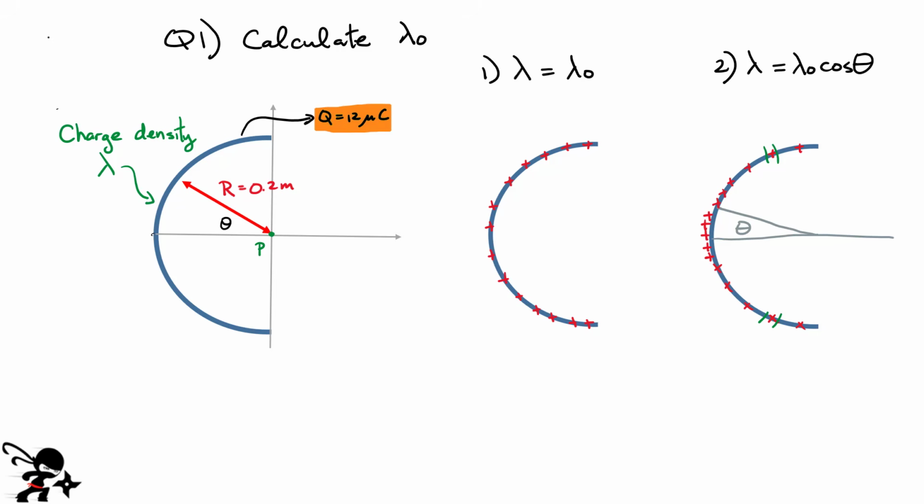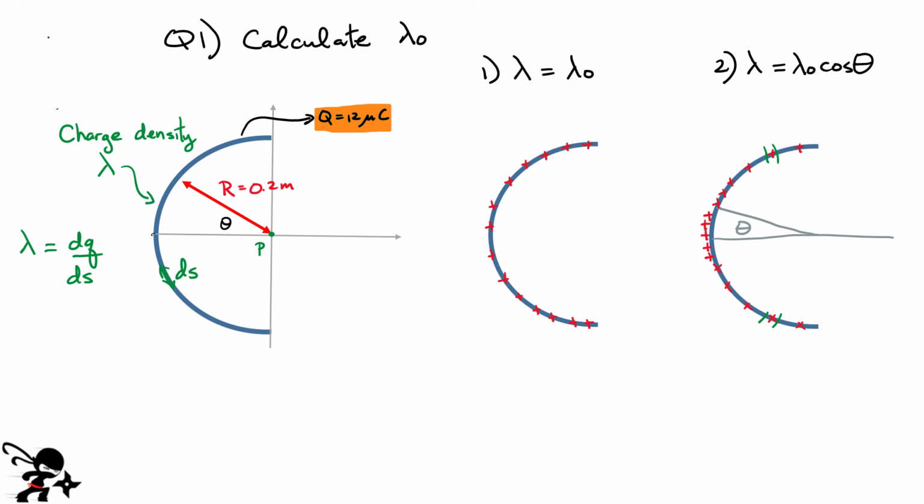This charge density, remember, is simply the amount of charge you have per unit length. I'm going to call the length here S. So this is a small segment ds that goes along this circle. You could use dl also. It doesn't matter what the letter is.